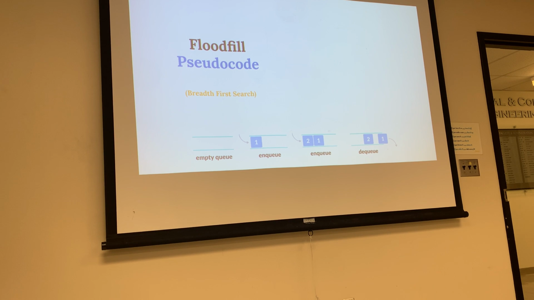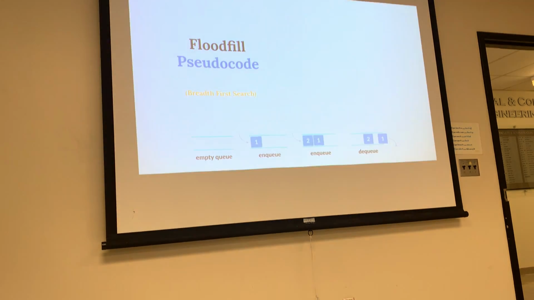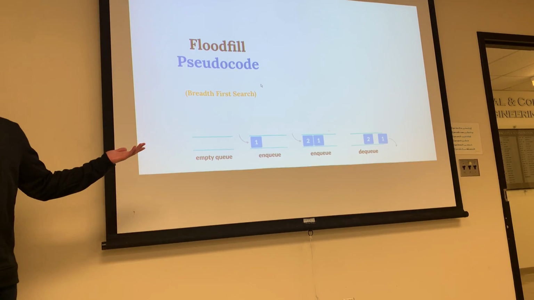Okay, so now let's go through the Floodfill pseudocode. So far we've been discussing the entire algorithm. Now let's get into the actual Floodfill part of it. This is the pseudocode that you would use to calculate the Manhattan distances. First of all, this is a breadth first search algorithm, and it utilizes queues to find the Manhattan distances.